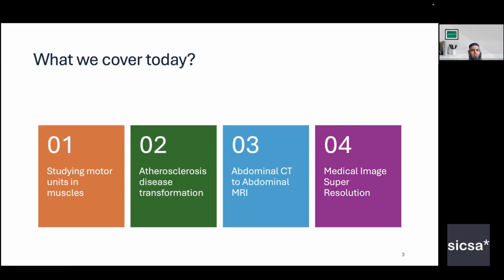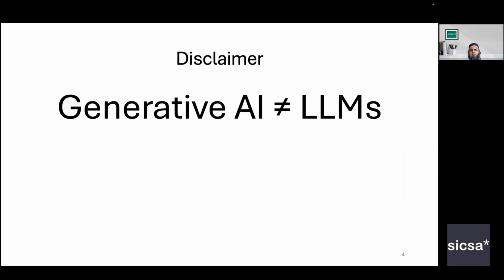Okay, so today we are going to talk about some of the work that we have been doing related to motor unit segmentation in human body muscles. We are also going to talk about a disease known as atherosclerosis, which is basically related to the accumulation of plaque in the arteries. And then we are going to also talk about some of the applications in image to image translation things. So we will specifically talk about CT to MRI, and we will also touch upon applications in super resolution. And although it's not listed here, but hopefully if we got time, we will briefly touch upon some work related to diffusion models.